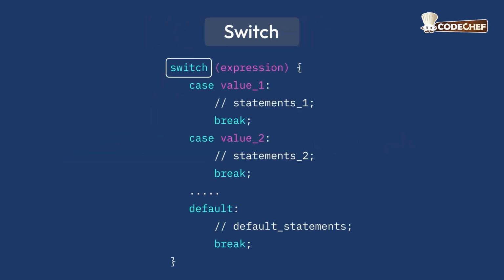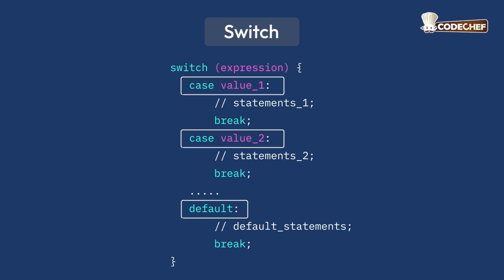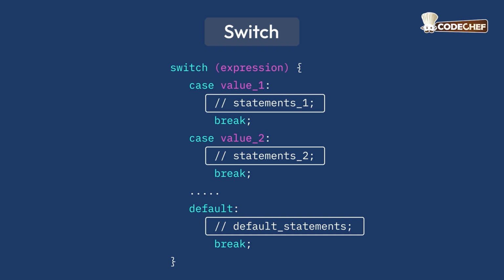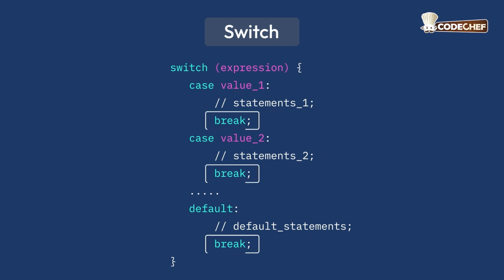Switch allows us to evaluate a single variable or expression and then execute the matching block of code. Each option is represented by a case label followed by the code for that case. After executing the code for a matching case, we use the break keyword to exit the switch block.